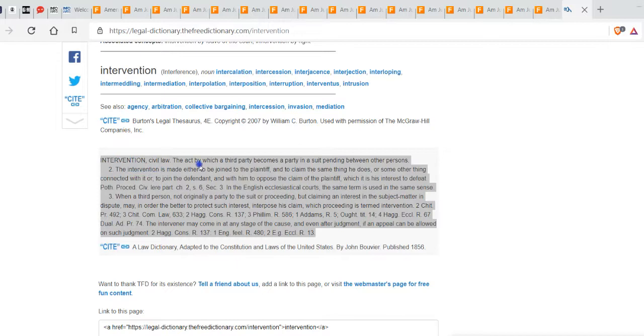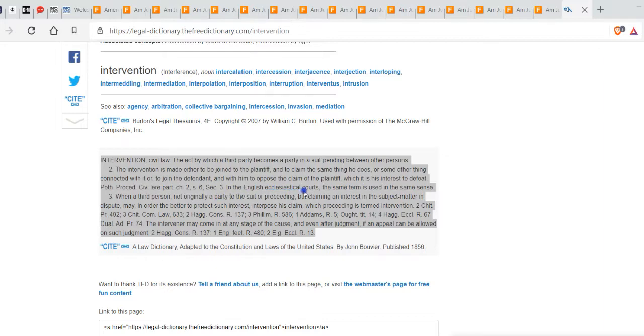So intervention in civil law is the act by which a third party becomes a party in a suit pending between other persons. The intervention is made either to be joined to the plaintiff or to claim the same thing he does or some other thing connected with it, or to join the defendant and with him to oppose the claim of the plaintiff. Okay, well okay, which is his interest to defeat the procedures.